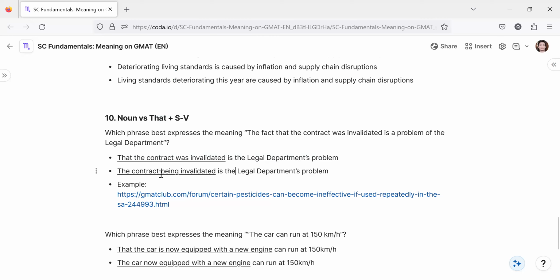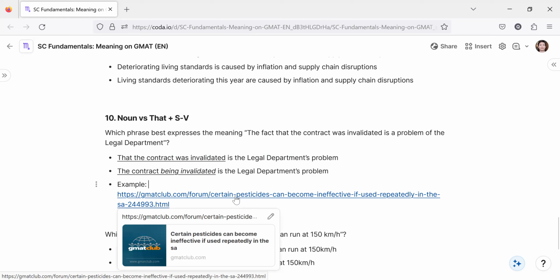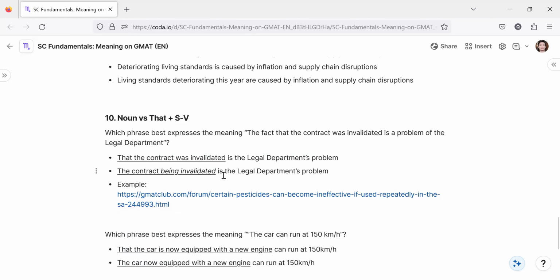In this subject, the main noun is contract. Being invalidated is no longer a verb in a clause as in the first sentence. It's now a modifier, and because it's a modifier, it becomes a subordinate portion, not the main content of the phrase. So the first sentence is talking about an entire event, an action, that the contract is invalidated. This whole thing is the legal department's problem.